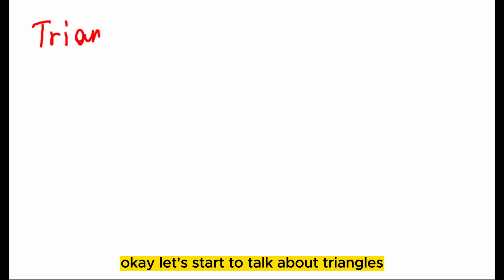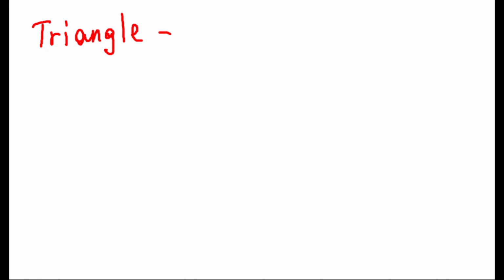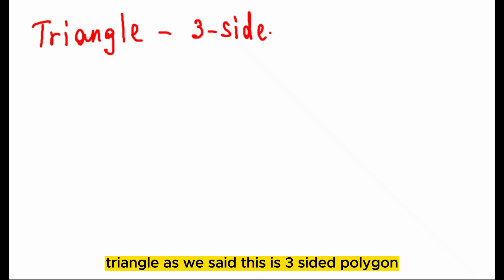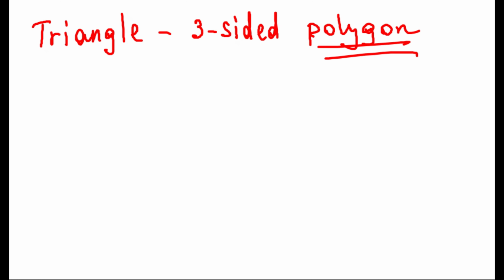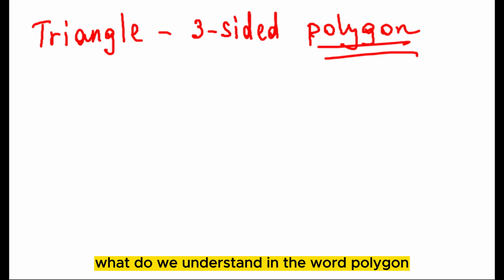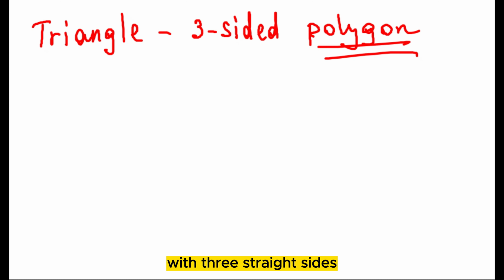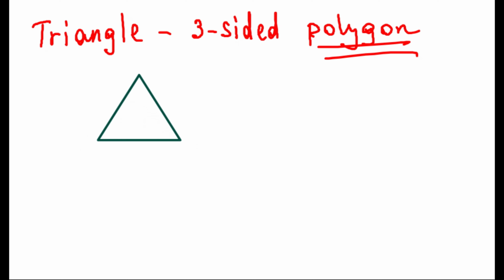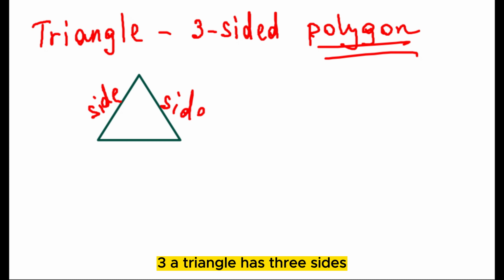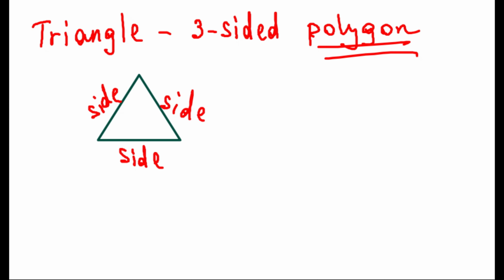Okay, let us start to talk about triangles. Triangle, as we said, is a three-sided polygon. What do we understand from the word polygon? We understand that a triangle is a shape with three straight sides. A triangle has three sides. This is a side and this is a side.